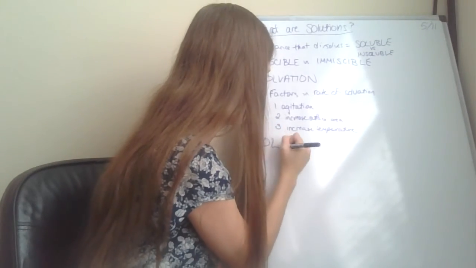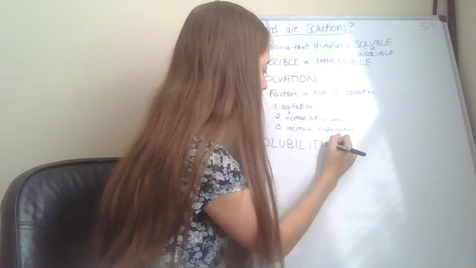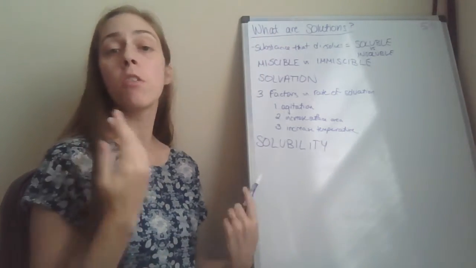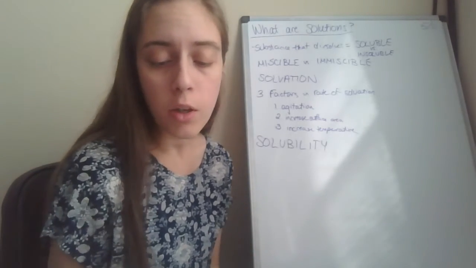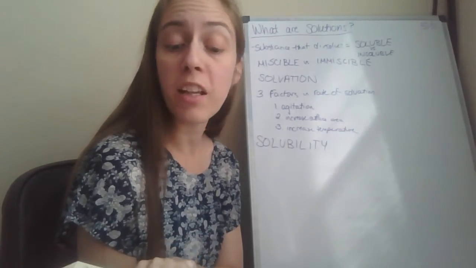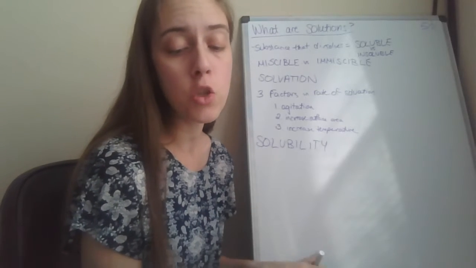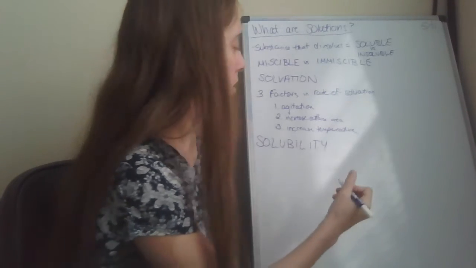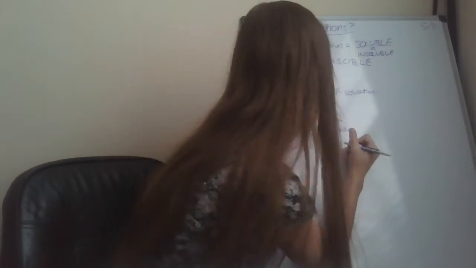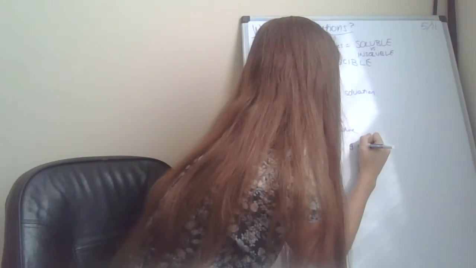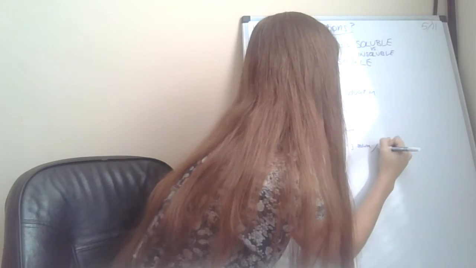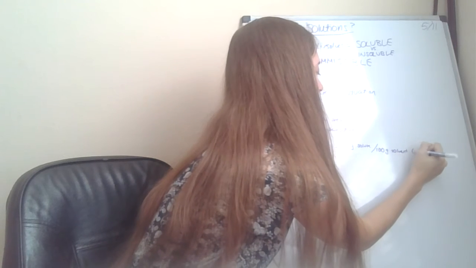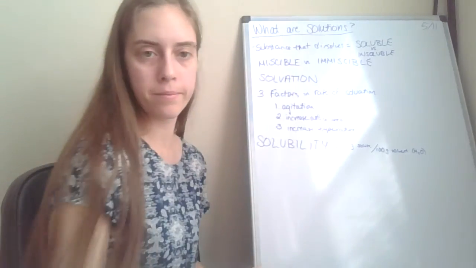Okay, so solubility is the maximum amount of solute that will dissolve in a given amount of solvent at a given temperature and pressure. As you can see from table 15.2, it gives you a lot of rates of solubility. Solubility is usually expressed in grams of solute per 100 grams of solvent, which is very often water.